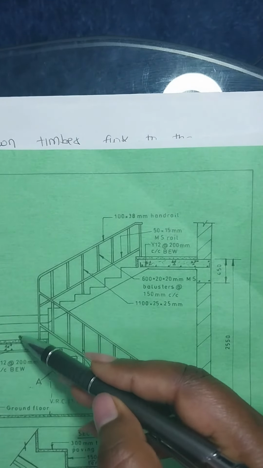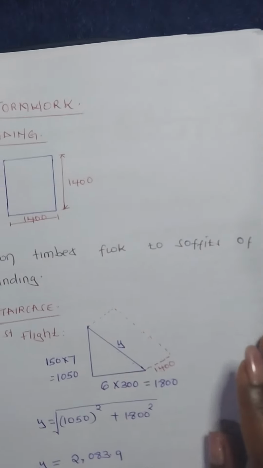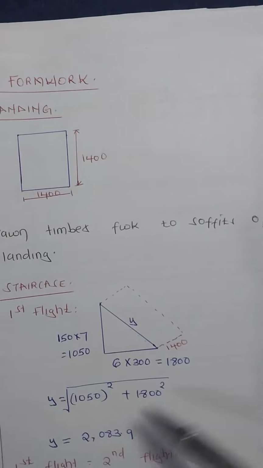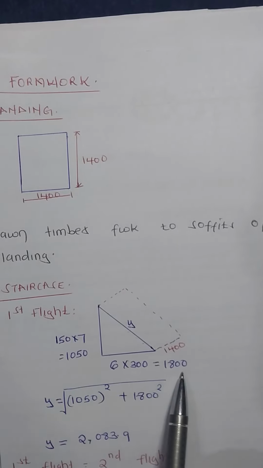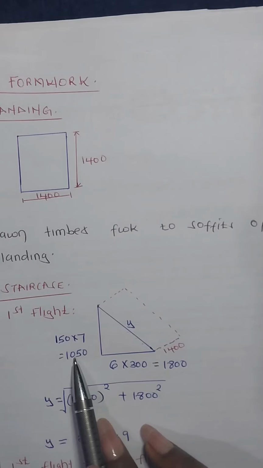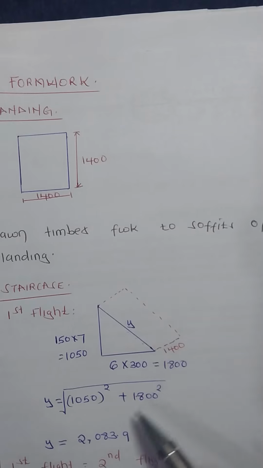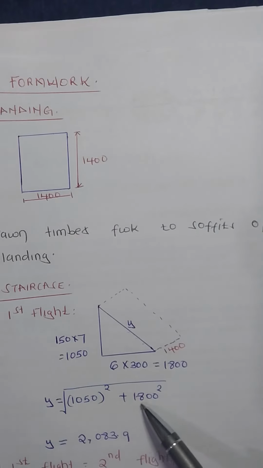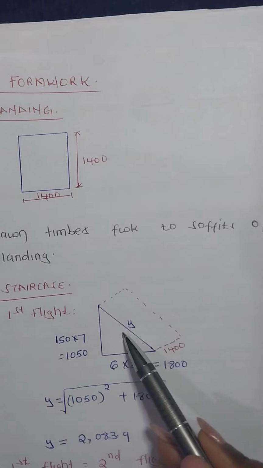Once we get this hypotenuse, it's the same as the second flight here. Now we can again find the intermediate flight. For the first flight and the second flight, because they are the same, we found there are 6 treads times 300, that gives us 1800. And then the risers are 7 times 150, that gives us 1050. Now, our hypotenuse side will become 1050 squared plus 1800 squared, and then we get the square root. That will give us y.